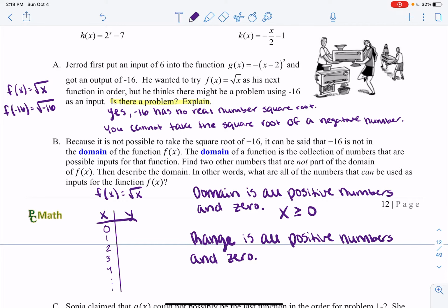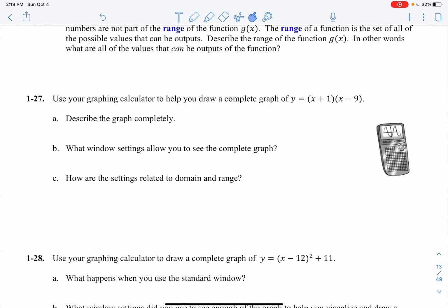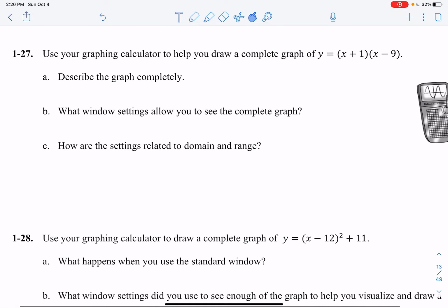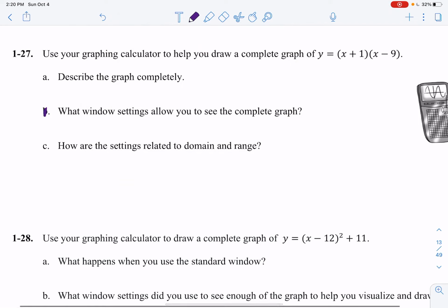All right, great. So let's go to the next one. We're going to skip down to 1-27. And this problem is asking us to use our graphing calculator to help us draw a complete graph of y is equal to x plus 1 times x minus 9. So it wants us to draw the graph and then talk about some window settings, but I'm actually not going to do that for right now. I just want us to draw the graph.